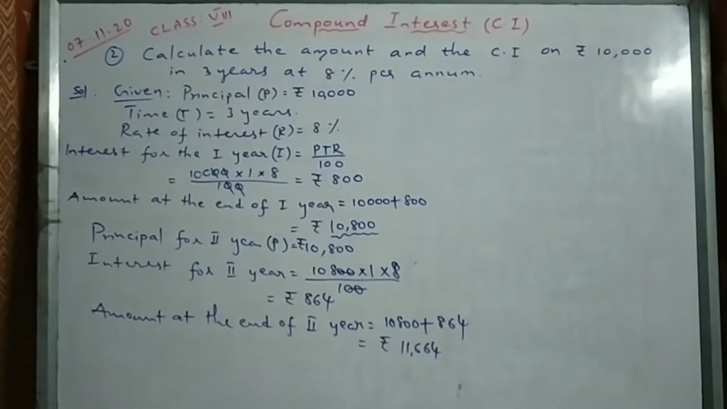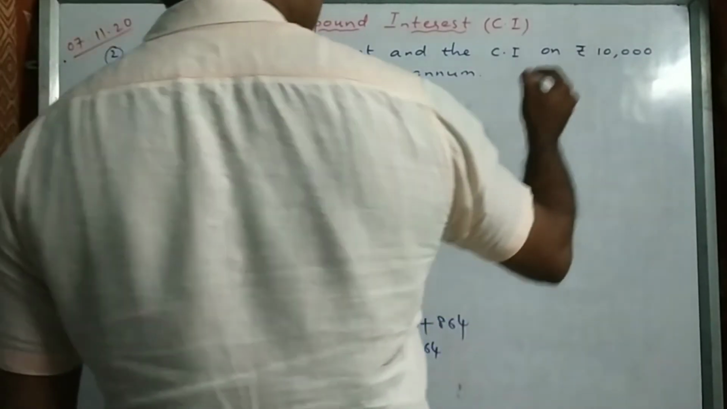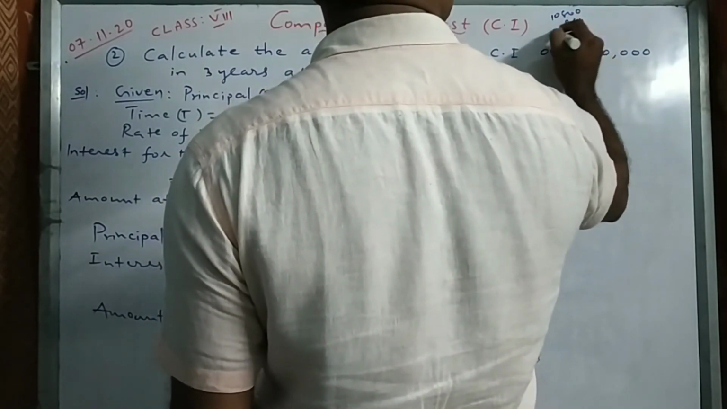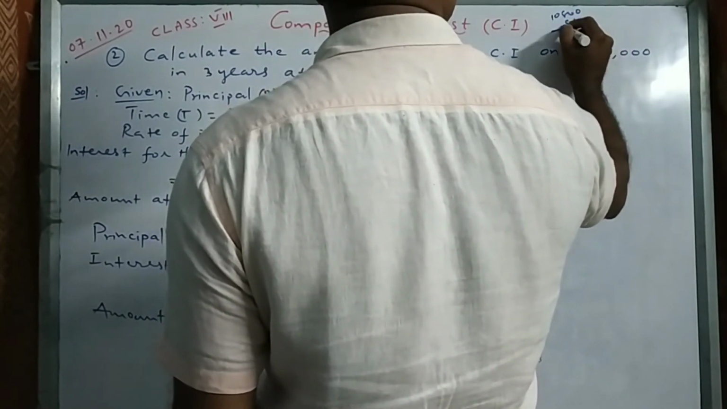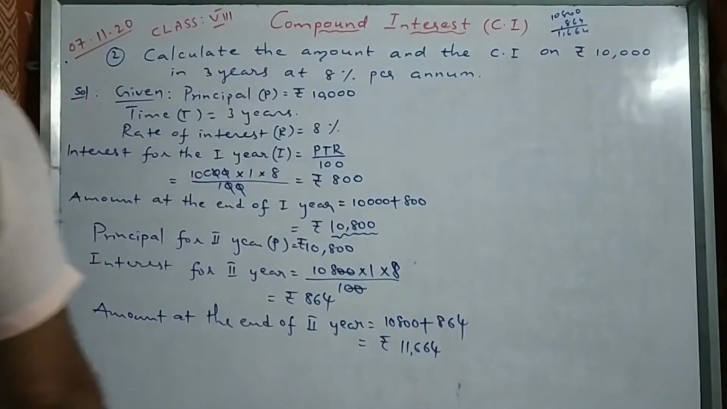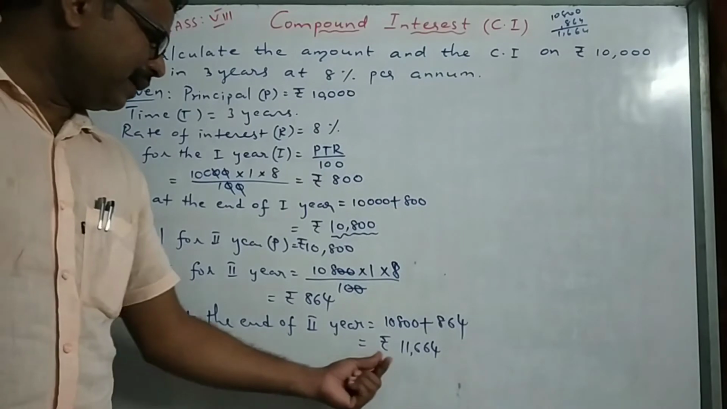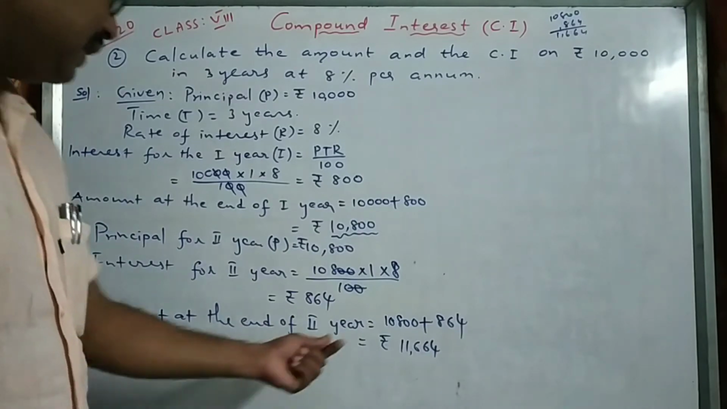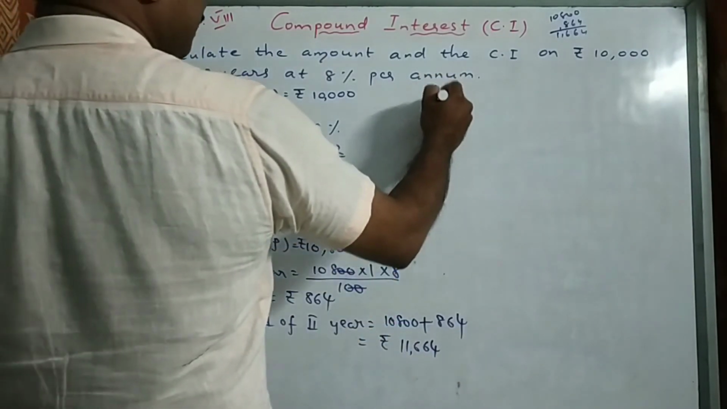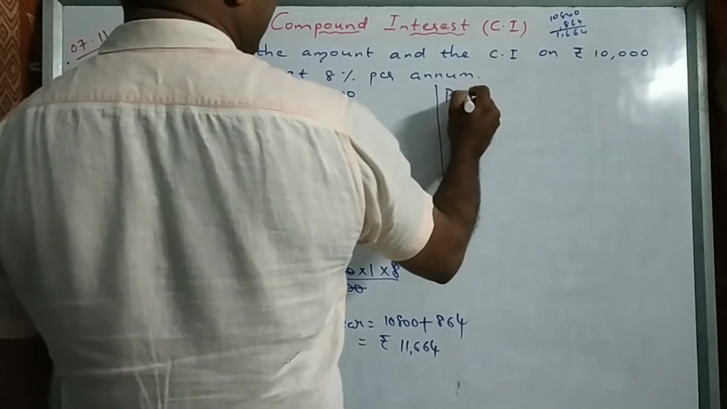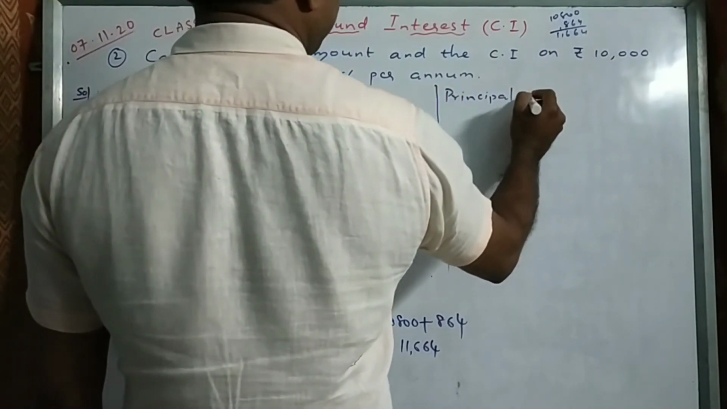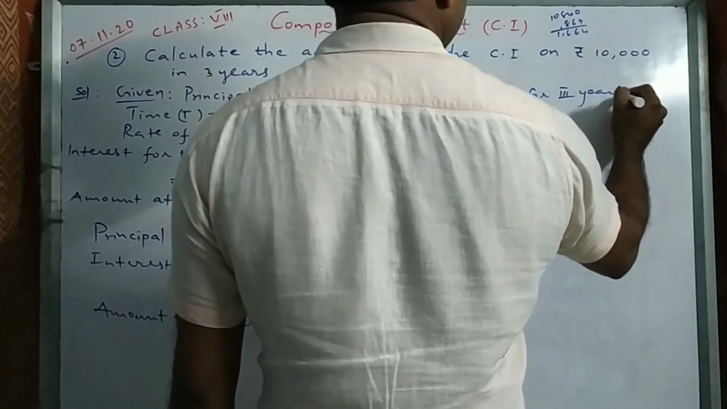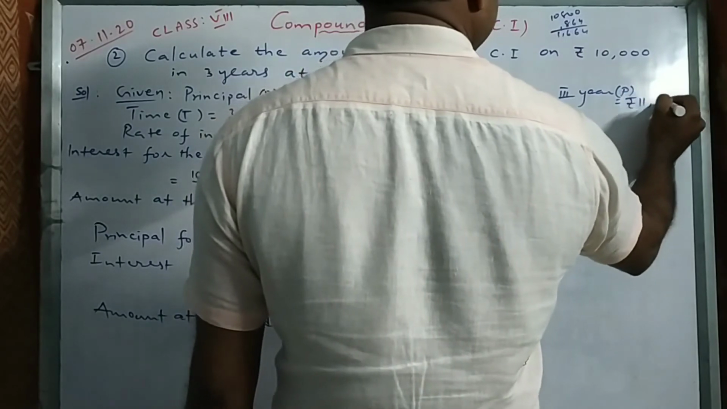Right? Suppose if you want to add here, add it, no problem. 10,800 plus 864, 11,664. Now what happens, this is the amount at the end of second year if he wants to pay. Otherwise, this amount will become principal for the third year. It goes on like that. Principal for third year will be rupees 11,664.